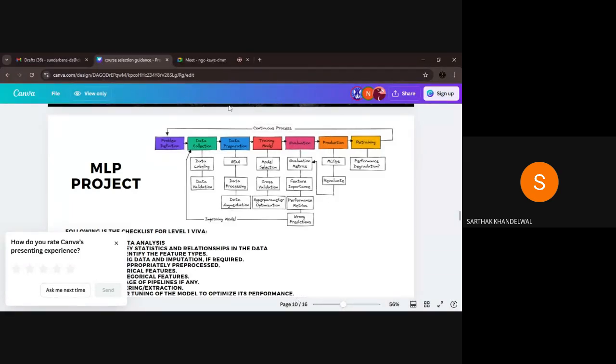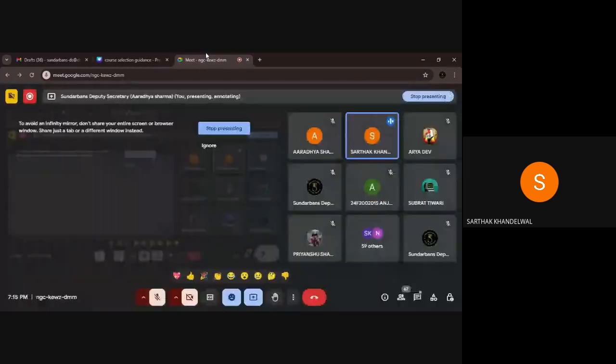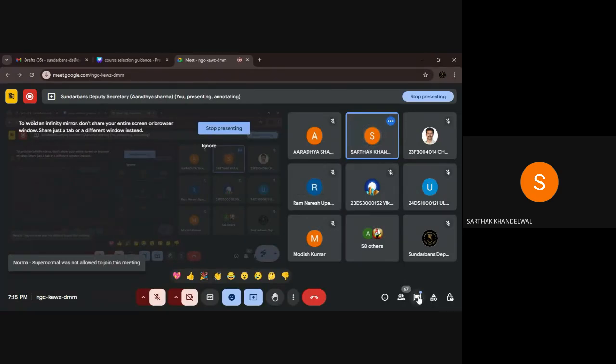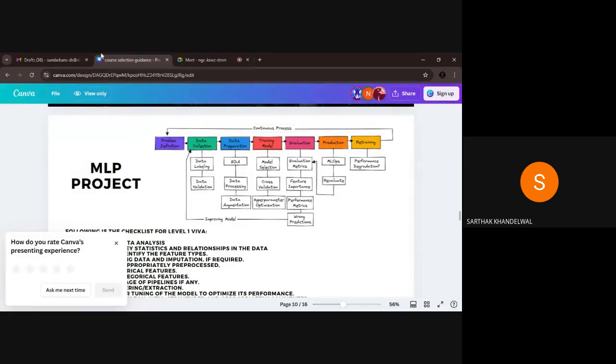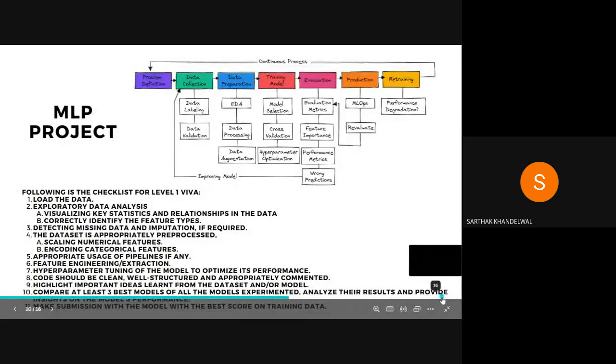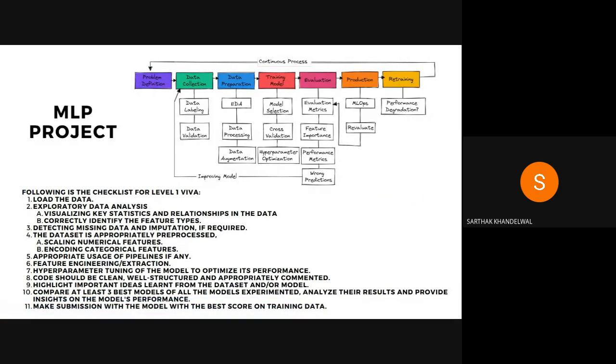So this is what the registration part is about. And once the registration is done and you get the dataset, how are you going to proceed ahead? This is what the pipeline mentioned in the slide that the screen is being shared is about. Aradhya, can we stick to the Canvas slide for once? Yeah, thank you. So you can see that this is a flowchart that was made, and this is what people usually use whenever they are going through the MLP project.